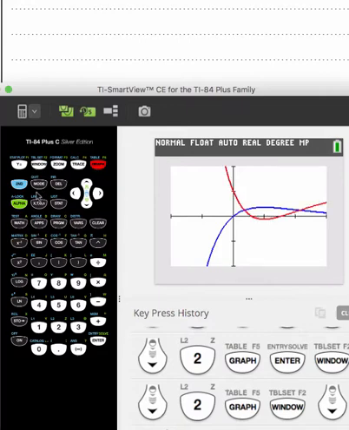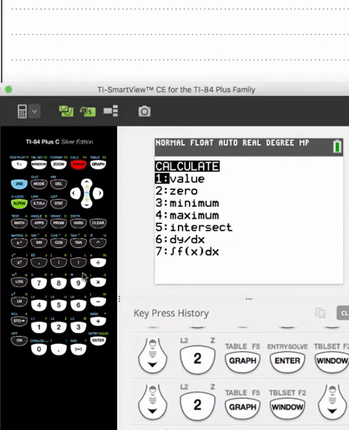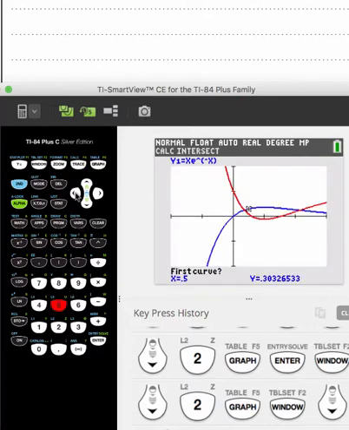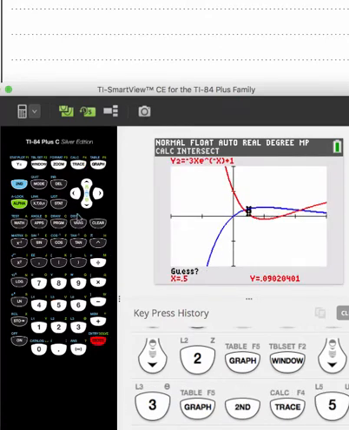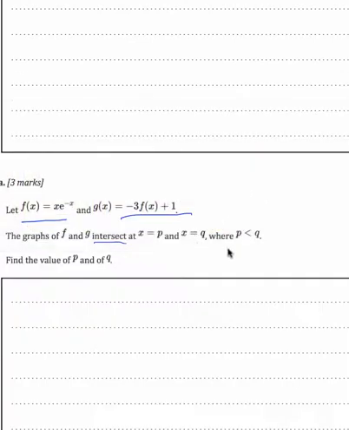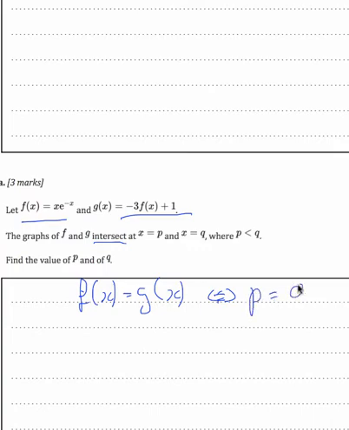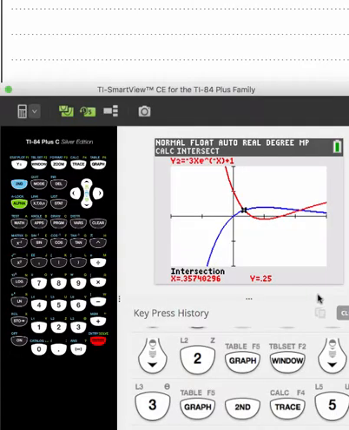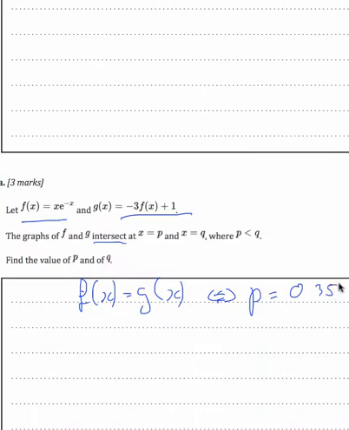So I want to find the intersection points. Second calc, number 5. First curve, yes. Second curve, yes. Guess. Boom, first one: 0.357. So P is less than Q, therefore P is 0.357, and let's find Q.